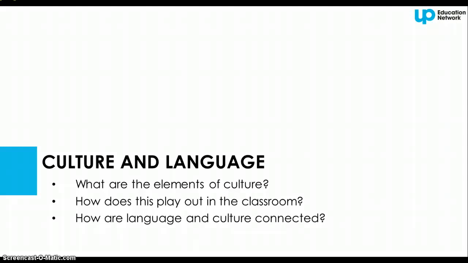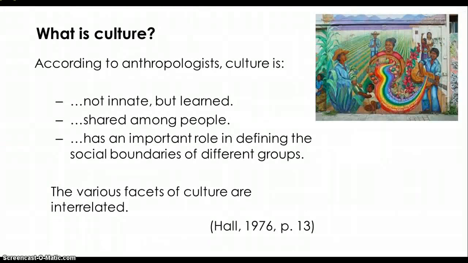Now we're going to talk more specifically about culture and language. We'll identify some of the elements of culture, talk about how this plays out in the classroom, and identify ways in which language and culture are connected. If you've studied anthropology, you've probably read one of many definitions of culture, and there are many out there. But generally, anthropologists agree that culture is something that is not innate, but learned. It's shared among a group of people, and it plays a really important role in defining the social boundaries of different groups. There are many facets of culture, but they're all interrelated.